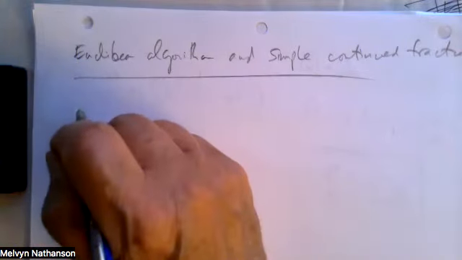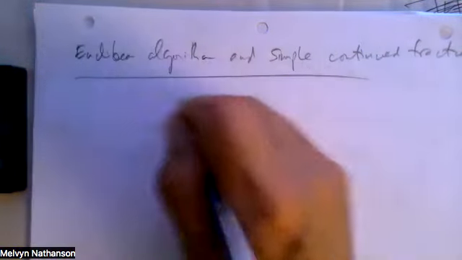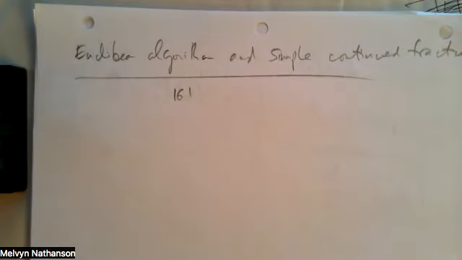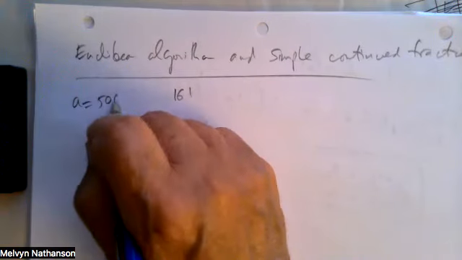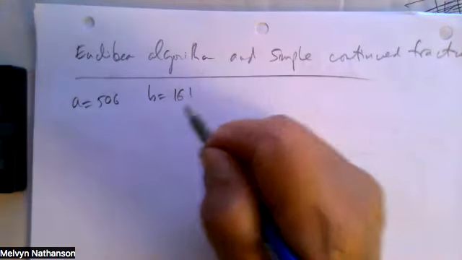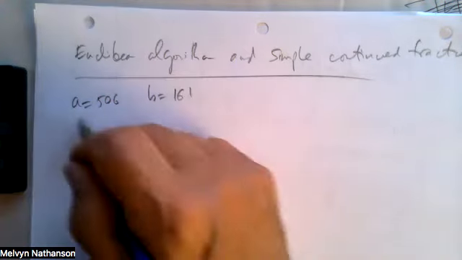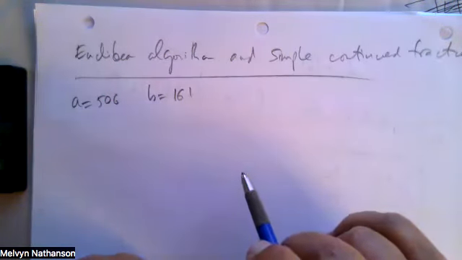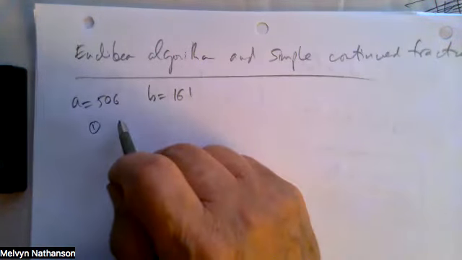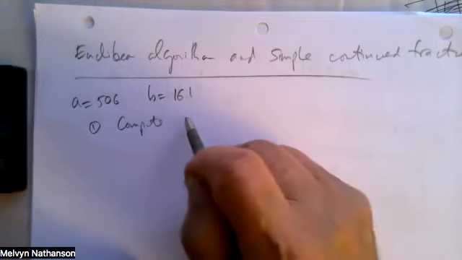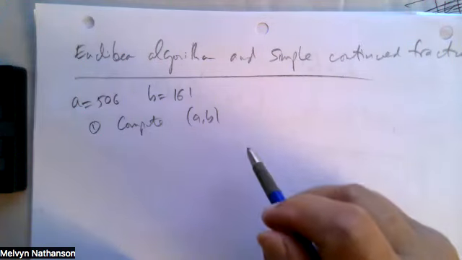So suppose I take the number 161 and the number 506. So let A equal 506 and B equal 161. So we use the Euclidean algorithm to solve three problems. So the first problem is compute the greatest common divisor of A and B.